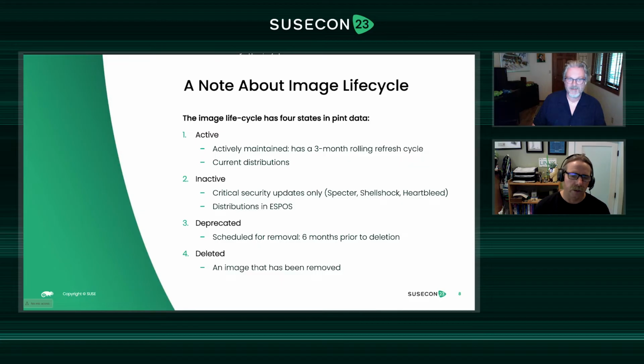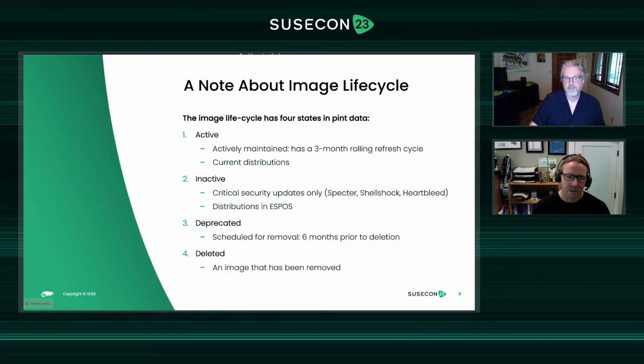And there you can see we have 4 stages of the life cycle. Active images, these are actively maintained, and they have a 3-month rolling refresh cycle. And what that means, I'll talk about in a minute. And the current distributions, so at the time of recording, that's 15 SP4. When we're at SUSECon in Munich, and hopefully we can see you there, and you can enjoy this presentation live, then it is expected to be 15 SP5. So that would be the active distribution or current distribution, and those images will then be active.